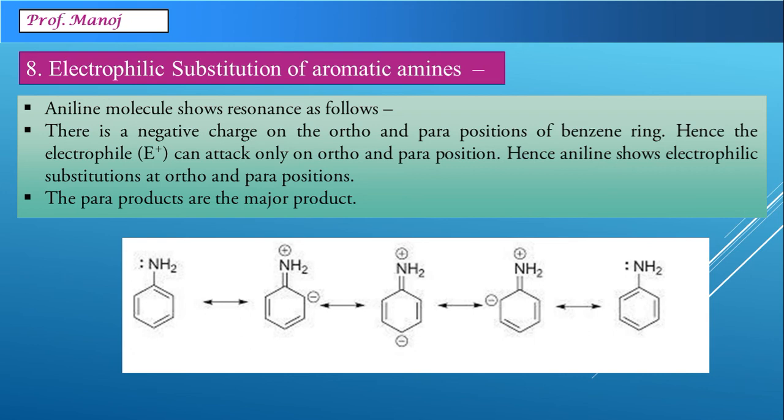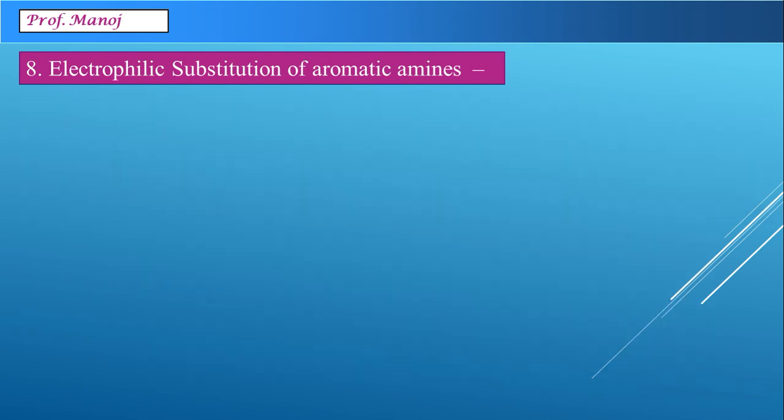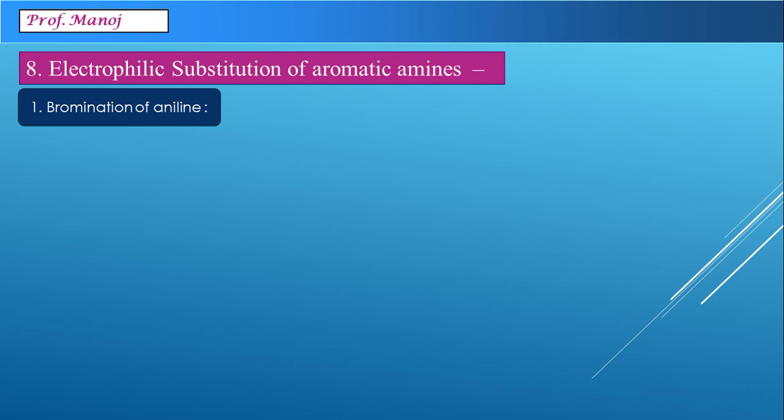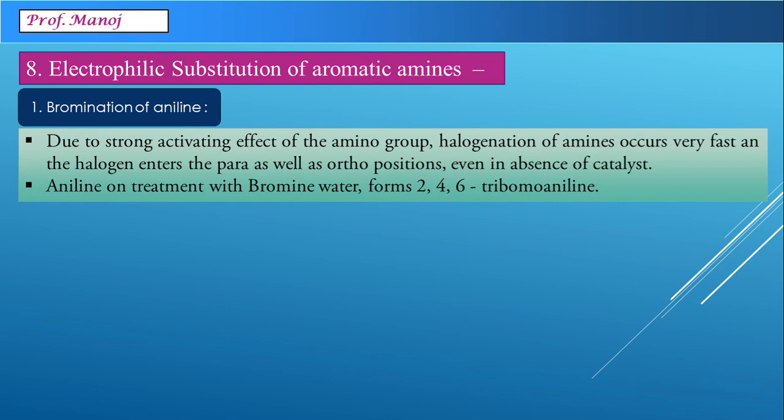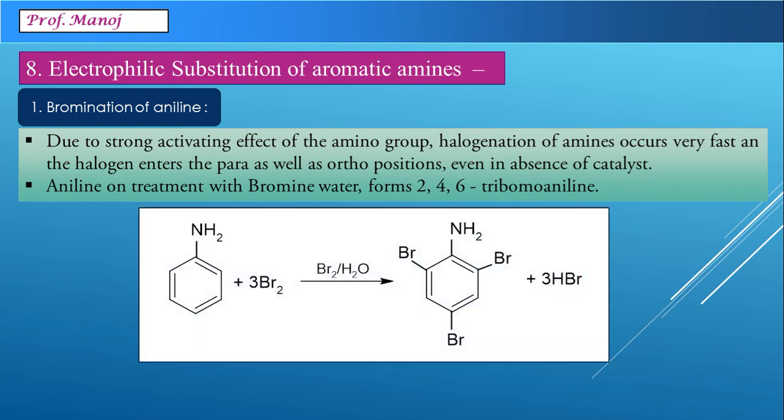In most of the cases, as usual, para products are major products. We will consider 3 or 4 reactions under this. First is bromination of aniline. Due to the strong activating effect of the amine group, halogenation of amines becomes very fast, and the reaction is not obtained only at ortho or para. It happens at all the positions without any catalyst. For example, aniline on treatment with bromine water forms 2,4,6-tribromoaniline. So you can see a reaction here that aniline with bromine forms 2,4,6-tribromoaniline.